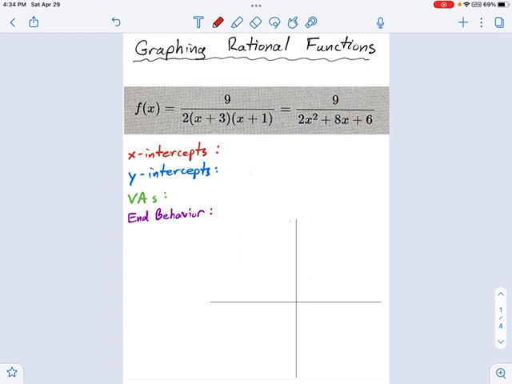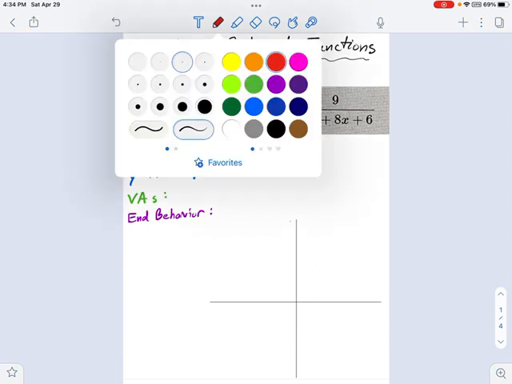You notice there's no factors up top. So when you have no factors, that means no x-intercepts. So for my x-intercepts, I'm just going to say DNE. There aren't any. For my y-intercepts next, I want to point out something.